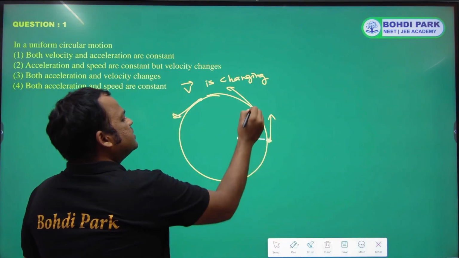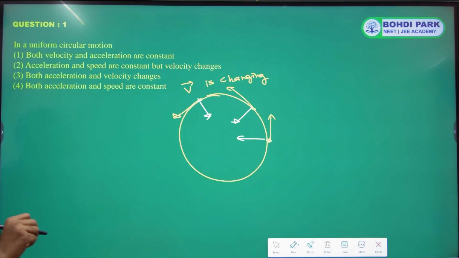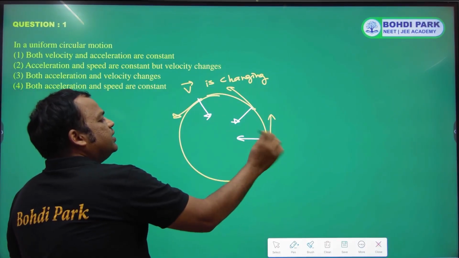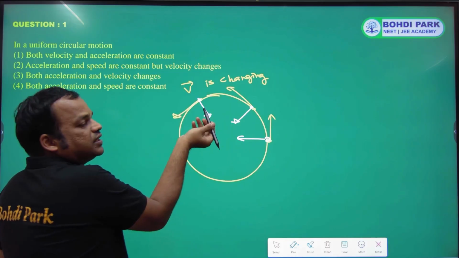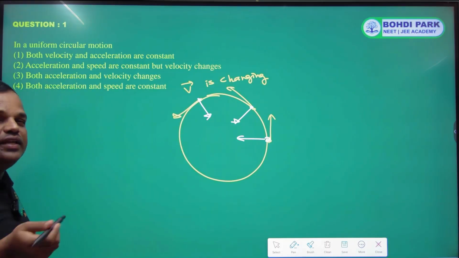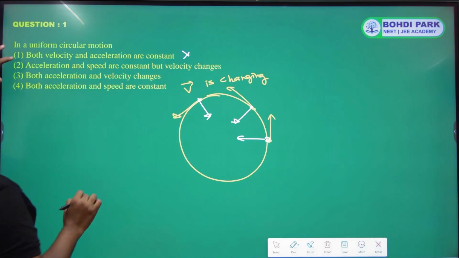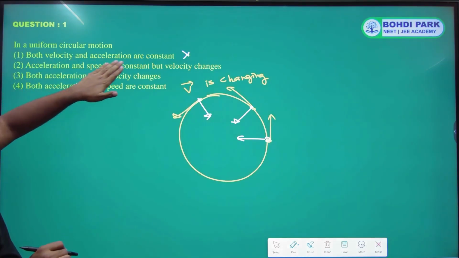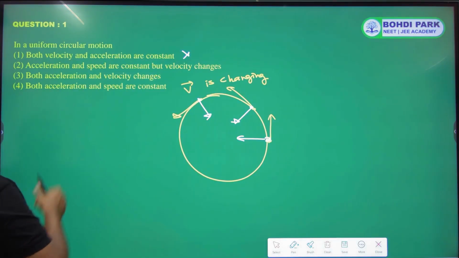So suppose this is acceleration, this is acceleration, this is acceleration. So acceleration is acting towards center. So direction of acceleration also changing. At this point direction is towards center, at this point this is the direction, at this point this is the direction. So direction of acceleration is not fixed. So first statement is wrong. In uniform circular motion, velocity and acceleration are not constant because direction is changing.